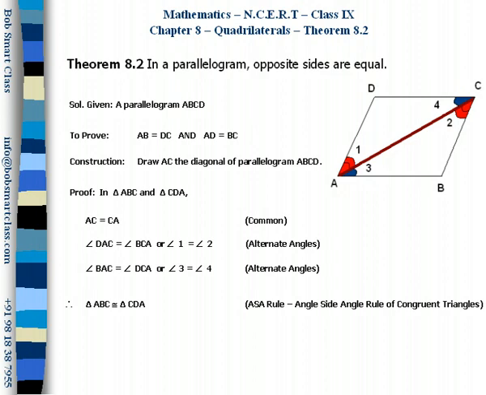Therefore, by the rule ASA, that is angle side angle, triangle ABC is congruent to triangle CDA. Now, as these triangles are congruent, hence AB equals DC and AD equals BC because they are the corresponding parts of congruent triangles. Hence, this theorem is proved.